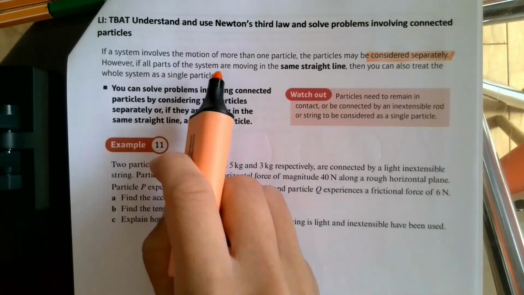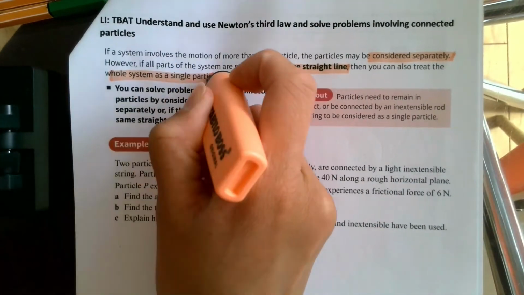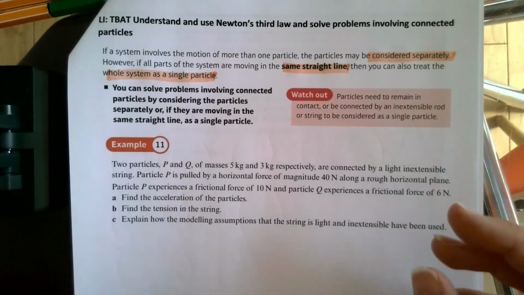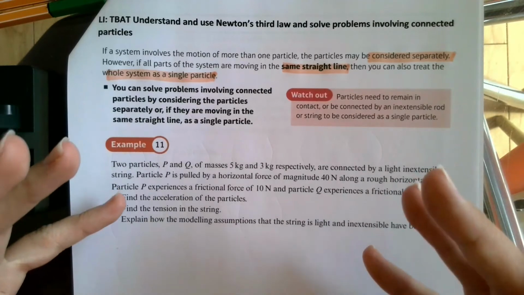However, if they're moving in the same straight line, then we can also treat the whole system as a single particle. And that's basically saying that if the particles are moving together in one straight line, the same direction, then we can just treat them as one object. So treat the whole thing together as one.